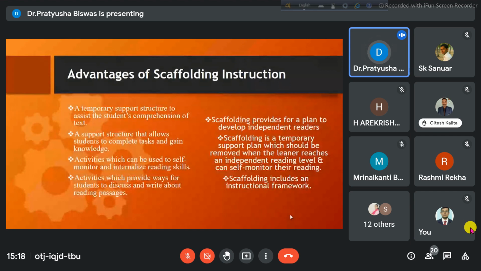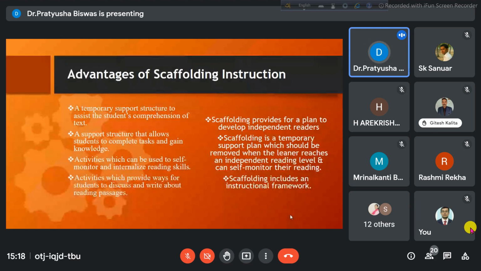Activities which can be used to self-monitor and internalize reading. Now, scaffolding does give you the leverage of providing reading materials or texts that are outside the syllabus. When I say outside the syllabus, it is something where we will be encouraging extensive reading techniques.